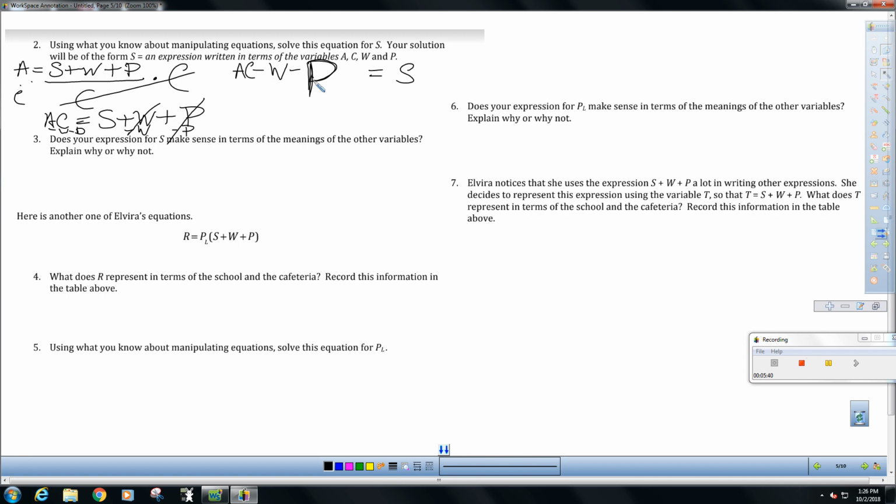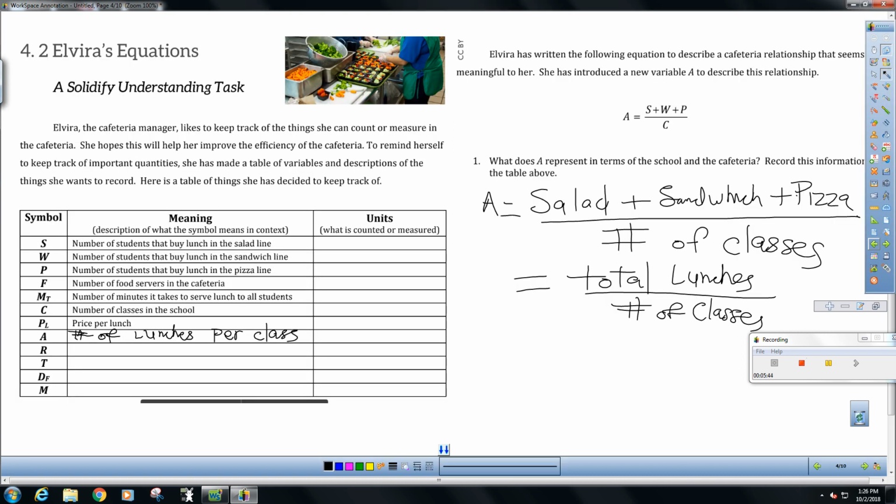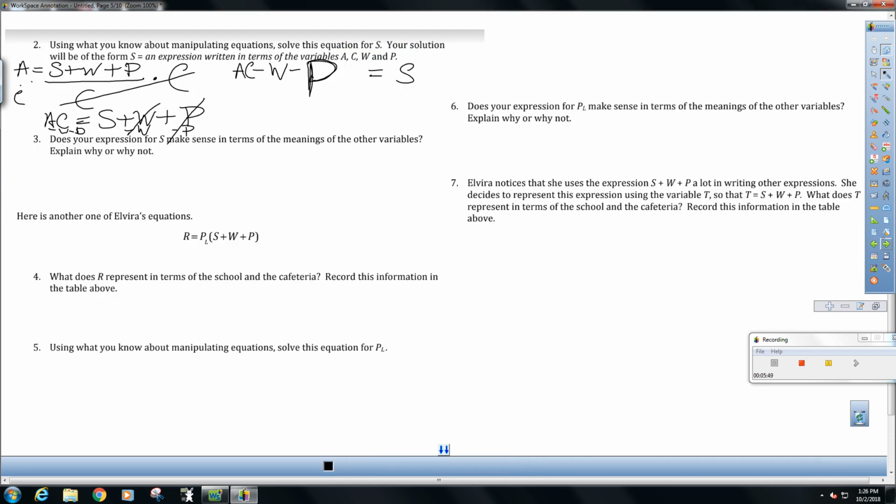So what does S represent? Let's look back. S is the number of students that buy lunch in the salad line. So the number of students that eat salad is equal to the average amount of lunches bought multiplied by the number of classes, subtracted out the sandwiches and the pizzas. Okay, I buy that. Does your expression for S make sense? Yes it does, and I kind of just explained that, so I'm going to leave it like that.